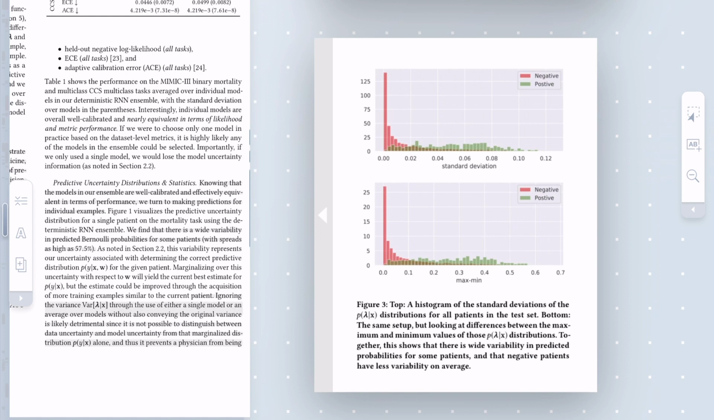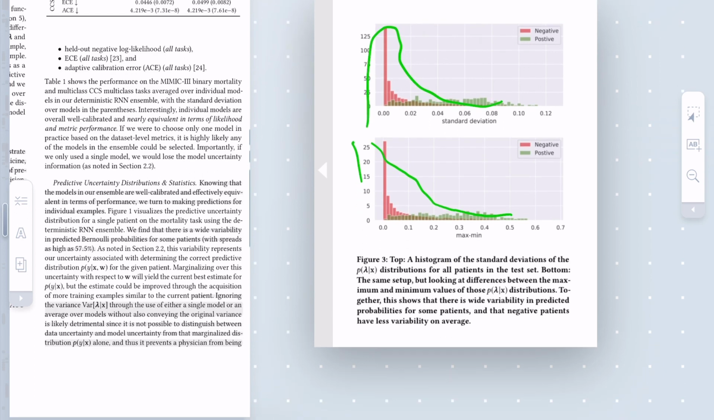Another interesting observation is here, which is the histogram of standard deviations for all patients in the test set. So one thing that they can see is that they have the same setup for top and above. So they have the standard deviation, so they have negative and positive patients and examples. This shows that there's a wide variability in predictive probabilities for some patients, and that negative patients have less variability on average. Because if you look at this distribution here for both standard deviation and max mean, we can see more of a Dirac delta-like function.